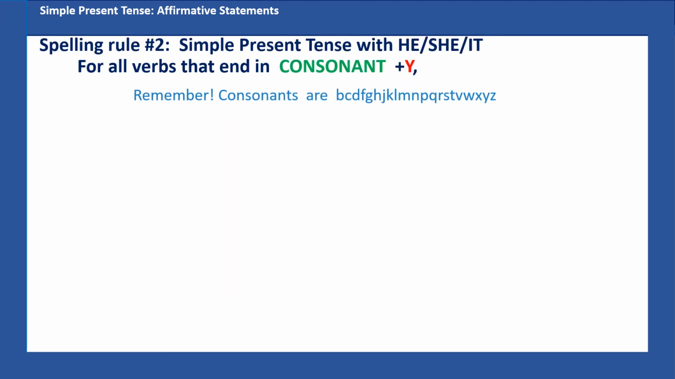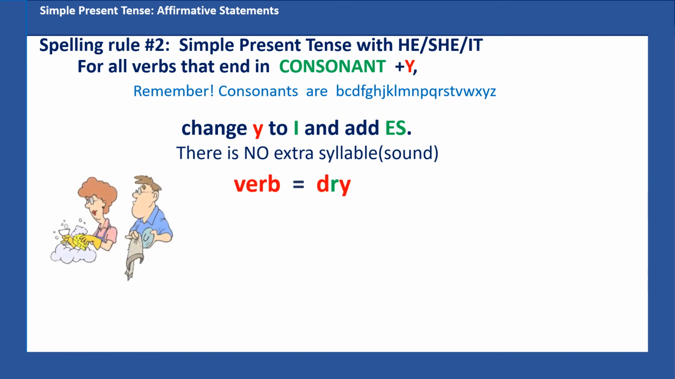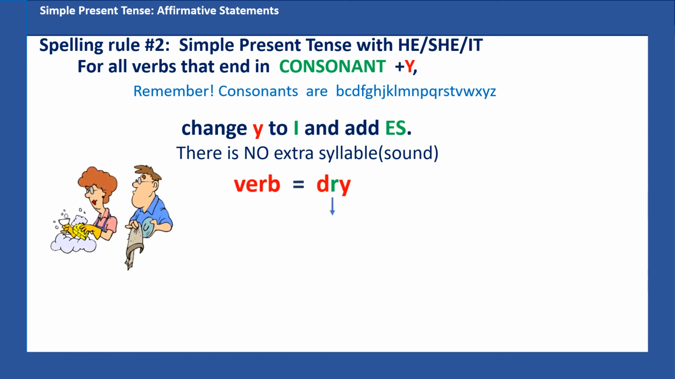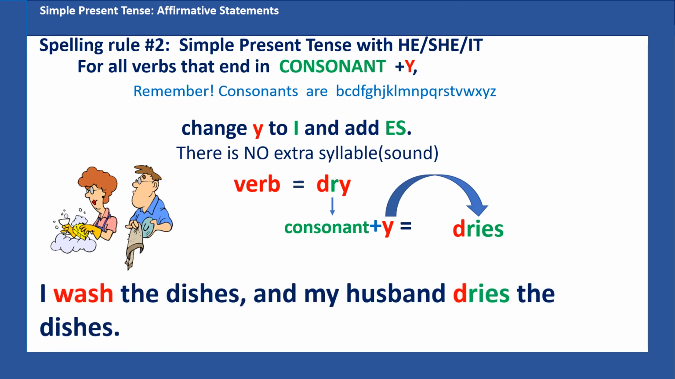Now, let's look at the verb dry. R is a consonant, then we have a Y. So what does the Y change to? That's right, to I. And we add ES. I wash the dishes and my husband dries the dishes. Wash, is there an S with wash? No. Why not? Because what is the subject? The subject is I.